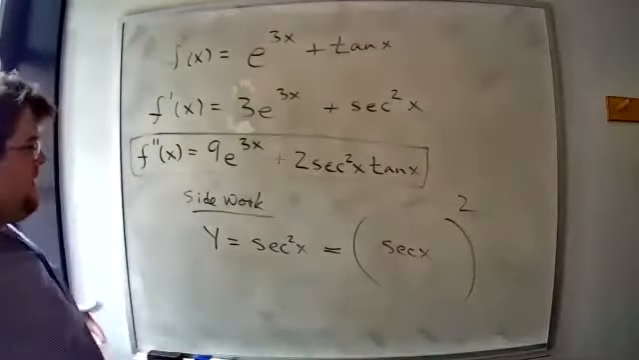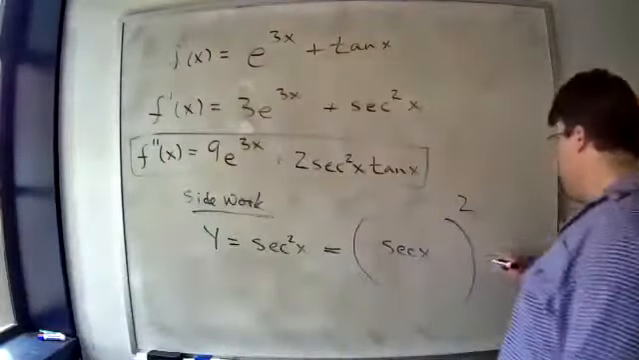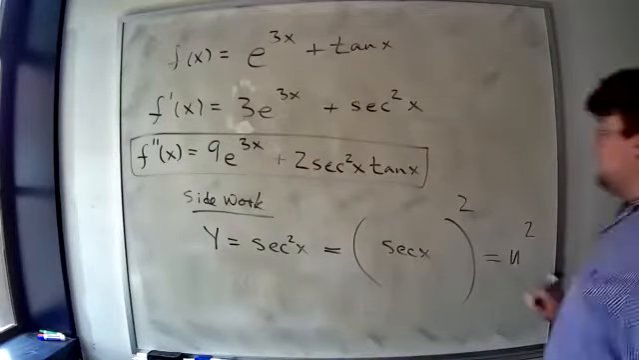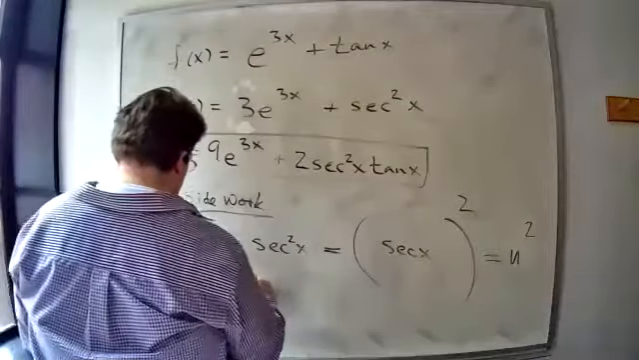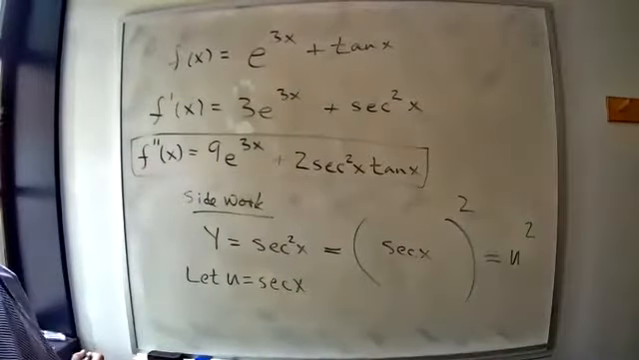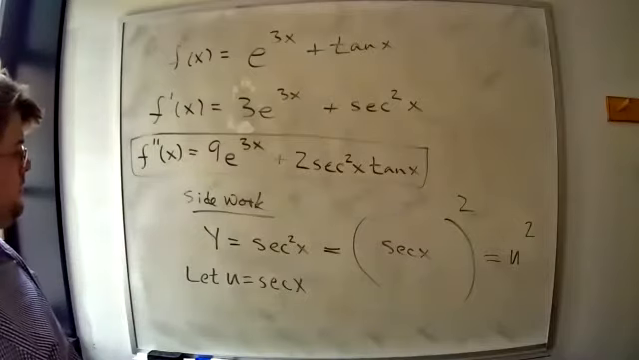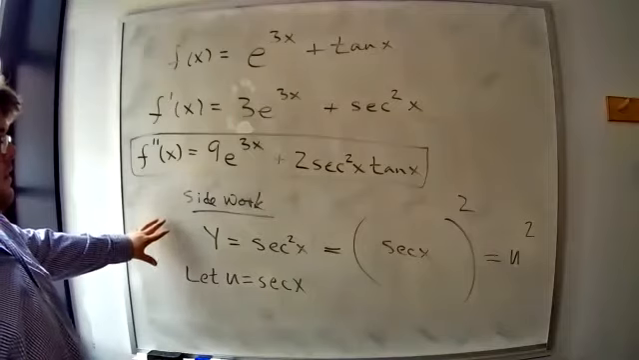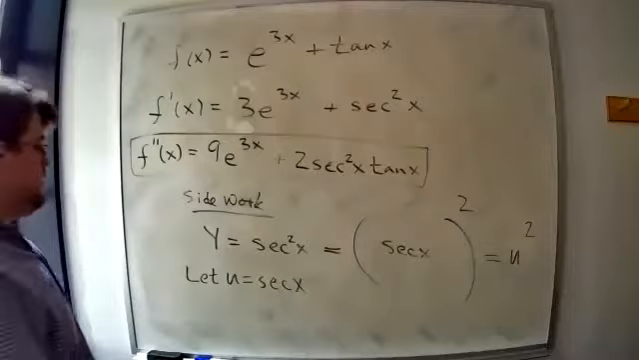How do we take the derivative of a function squared? Well, here we're going to let u be that function, and we're going to square it. In other words, we're going to let u equal secant of x, so that y is u squared. Any questions about this so far? It's a function squared.